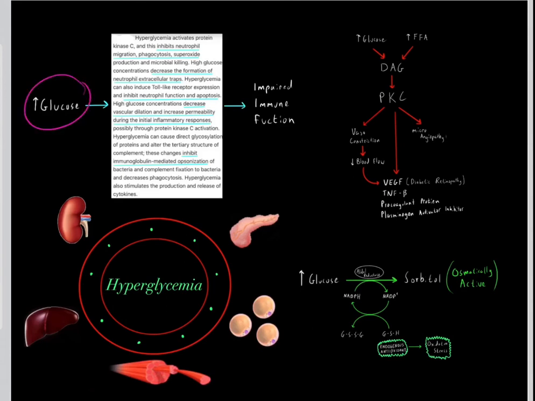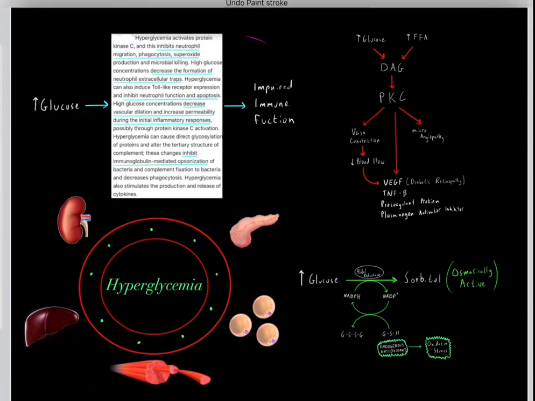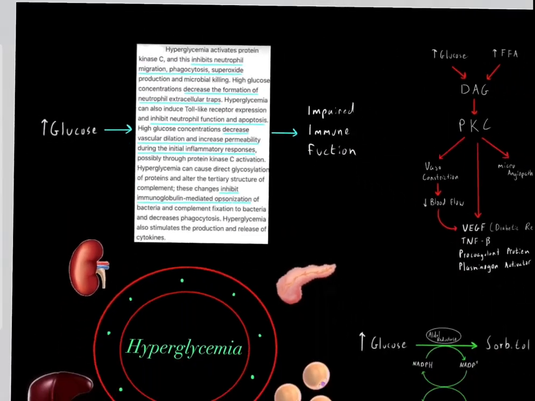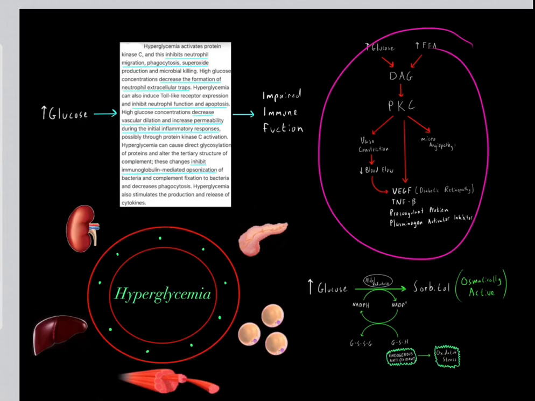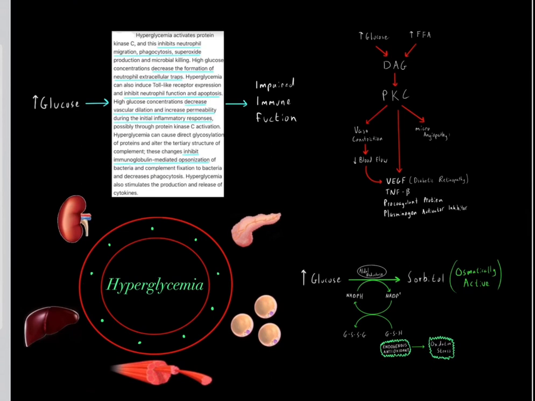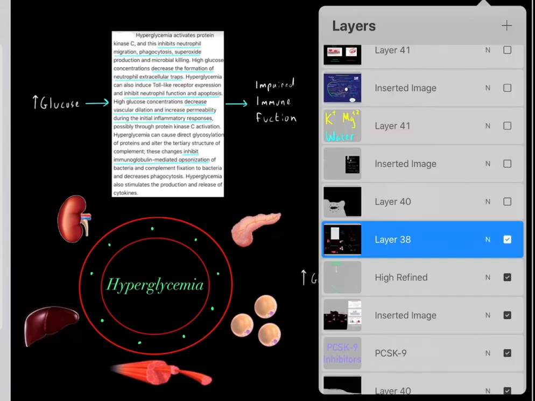Also, it's known that high glucose inhibits the immune system through various mechanisms. And if you're interested, these are some of the mechanisms. But what's interesting is there are various mechanisms in which high glucose inhibits the immune system. And also, through some complicated biochemistry, high glucose also leads to microvascular damage, the damage of very small blood vessels.